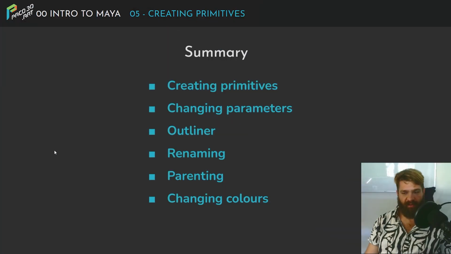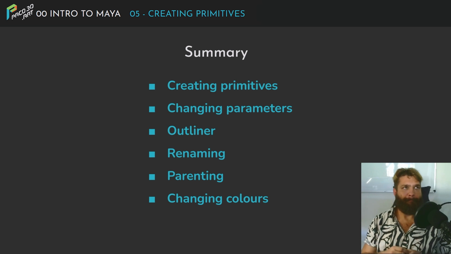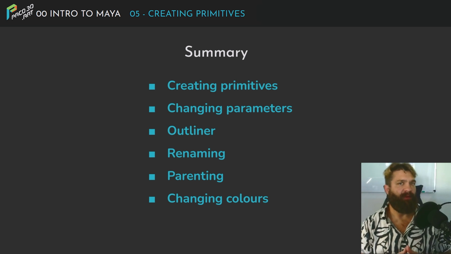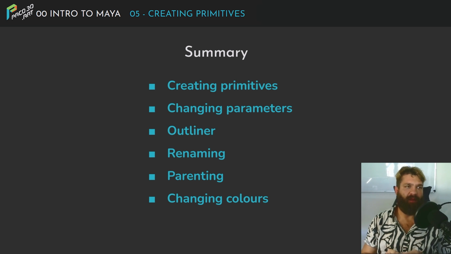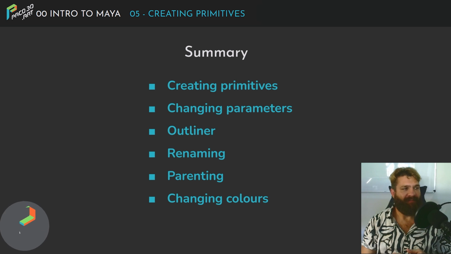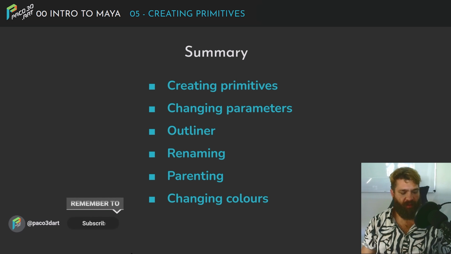Okay, so as a summary, we have created primitives, changed the parameters. We had a bit of a delve into what an outliner is, did a little renaming, parenting, and changing colors. For the next exercise, we will go back to the project and talk a little bit about different types of snapping. And after that, we're going to have a little bit of fun with the pivot points.